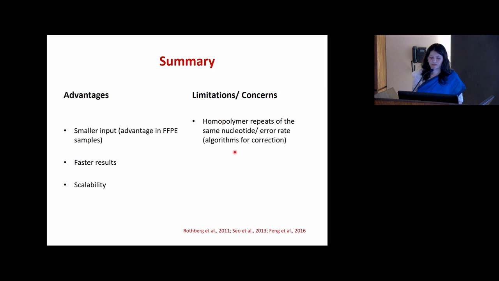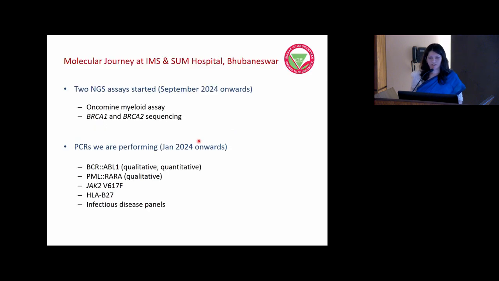So finally, the advantage of Thermo Fisher or the amplicon based sequencing is that a smaller input is sufficient. We get faster results, there's scalability, but the limitations of course are there, or the concerns are raised for homopolymer repeats and all. But there are some algorithms that they claim take care of it, and the error rate does come down. So this is a small journey I thought I'll share.